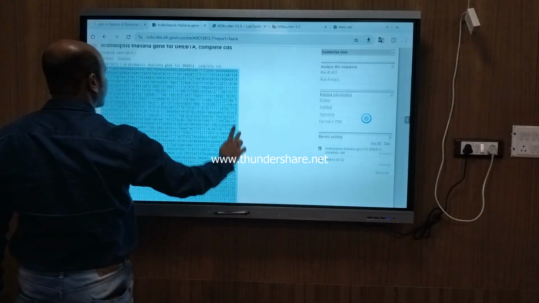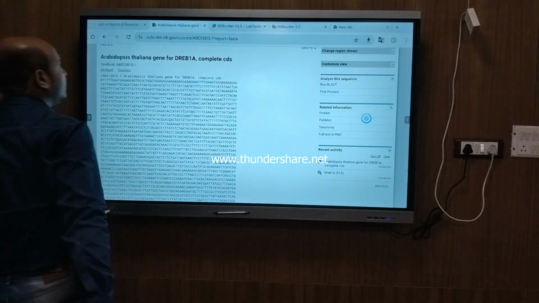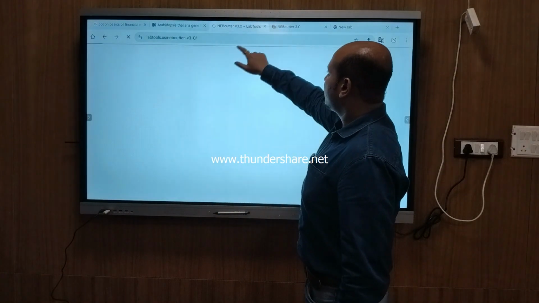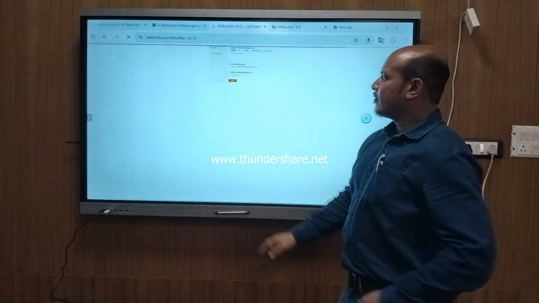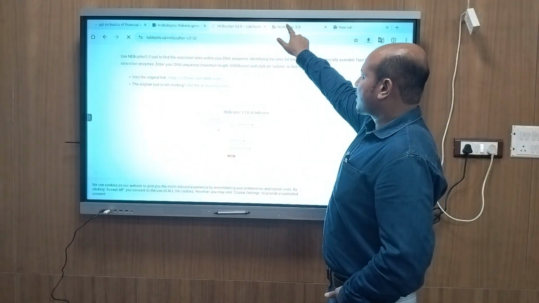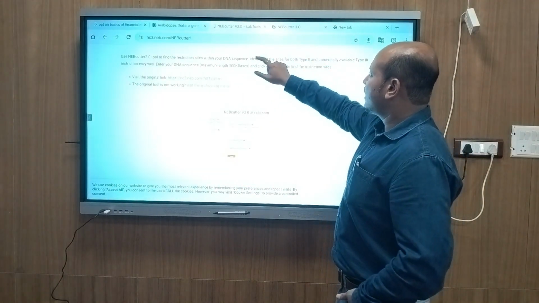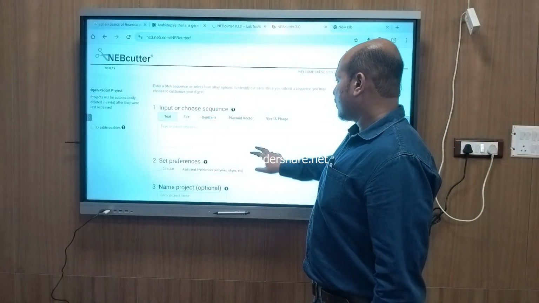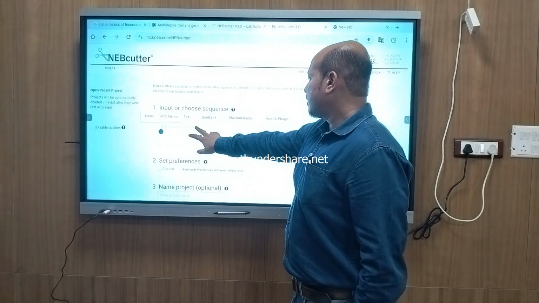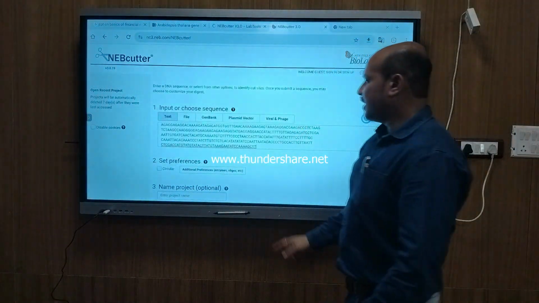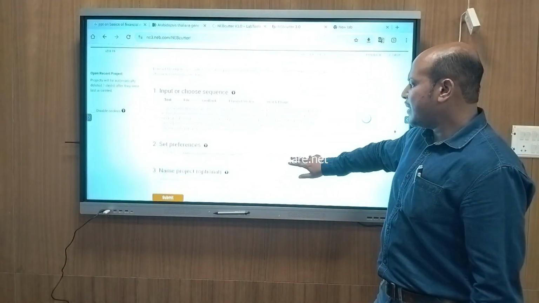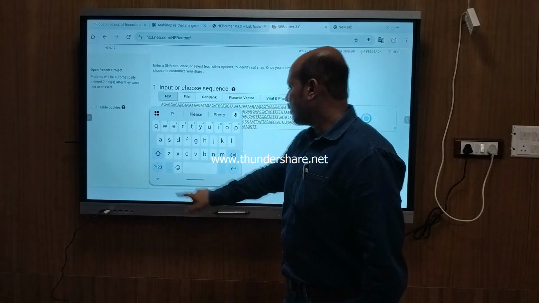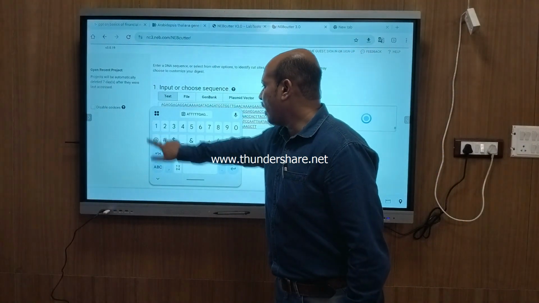I'll just copy the sequence, and then I'll get into, say, NEBcutter. So inside Google, I'll just type NEBcutter V3 and an interface like this will come up. So if I just paste the sequence over here and name the project, say I just want to name it P1.